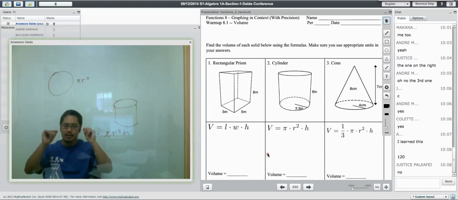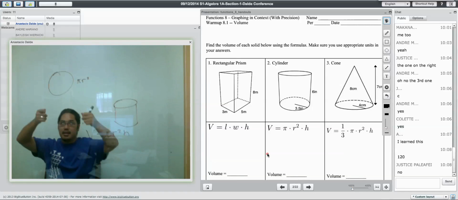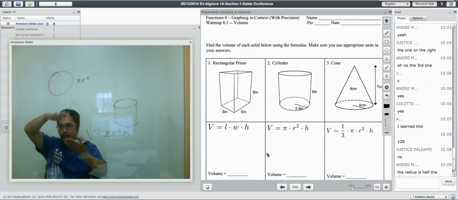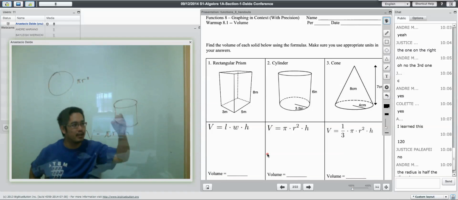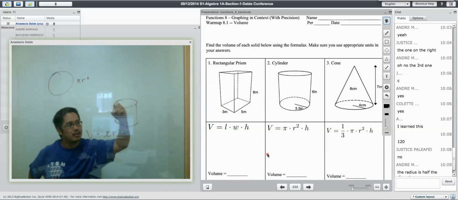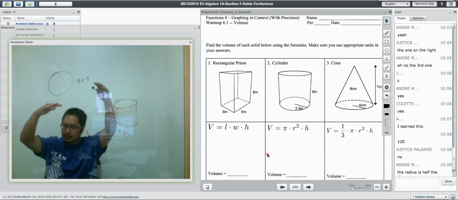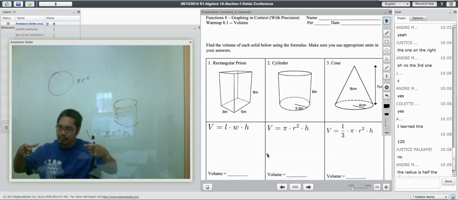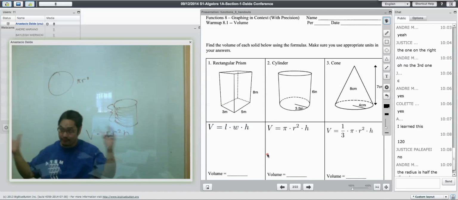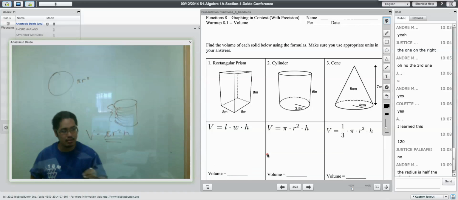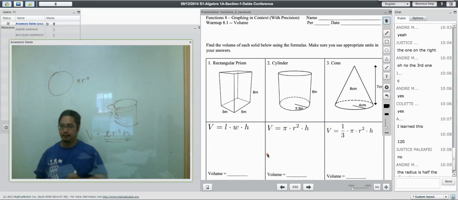The way I think about this is, imagine they took just these discs or plates. When you buy paper plates at the store, they come all stacked up together, right? So you figure out the area of one plate, and then you multiply it by how many plates you have, and that would be the volume of this cylinder. So that's why it's the area of the circle times the height of your object.